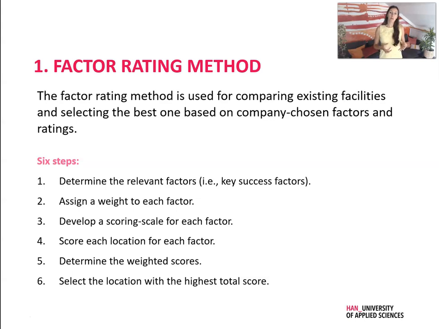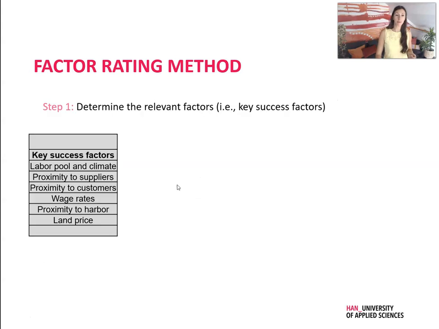For the factor rating method to be computed, we have to follow 6 steps. And in the next slides, we're going to go through each of them, starting by determining the relevant factors, the key success factors, and these are very specific to each individual company. So key success factors are selected by the individual companies depending on what the specific company's needs are. So here we have a few examples.